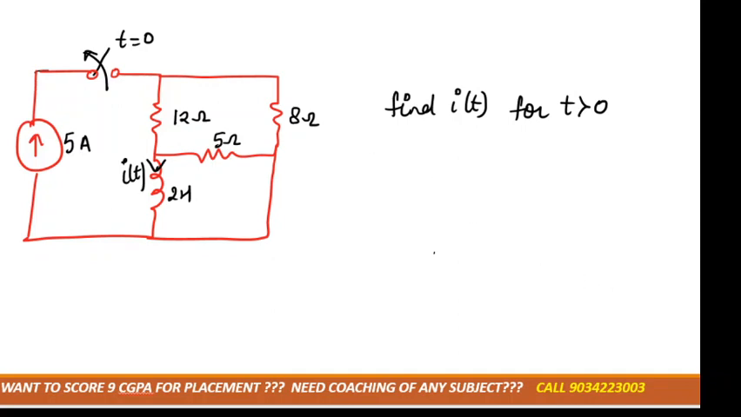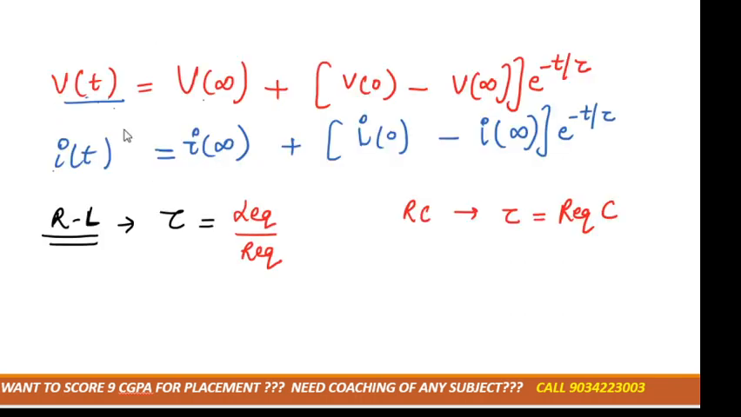Let's see this question. In this we have to calculate IL, the current across the inductor. And remember, I told you the formula for the current across an inductor: I of infinity plus I of 0 minus I of infinity, times e raised to the power minus t by tau. For this we need tau, right? We need I of 0, and we need I of infinity, right?